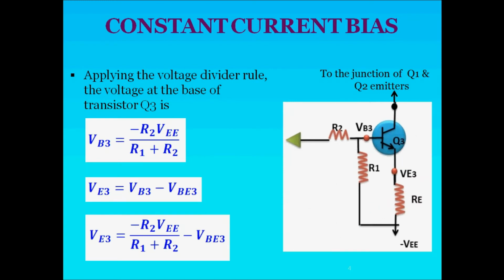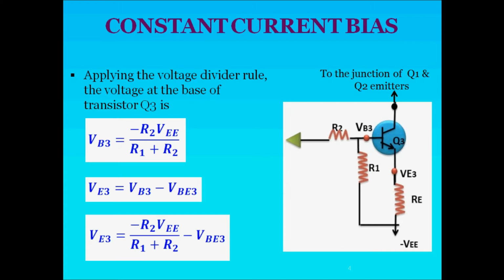So now we are going to apply the voltage divider rule to the base of transistor Q3. As we have seen in the earlier diagram, the collector of transistor Q3 is connected to the junction of Q1 and Q2's emitters. So when we apply the voltage divider rule to the base of transistor Q3, at this point we get a voltage which is the base voltage of transistor Q3, denoted as VB3. How can we find out this voltage?